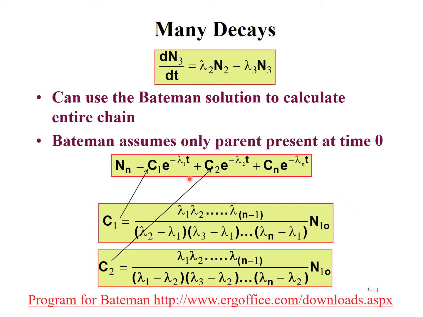This C2 value, and again we've got C2 e to the minus lambda 2, so that's the daughter decay constant. So that's just equal to, again, the same factors here, all the decay constants to n minus 1, depending upon what your n value is here. And then the decay constant of 1 minus 2, decay constant of 3 minus 2. Right, so now what we're subtracting the decay constant by is the coefficient or the factor of this C value. It goes on and on. So you can build many, many chains.